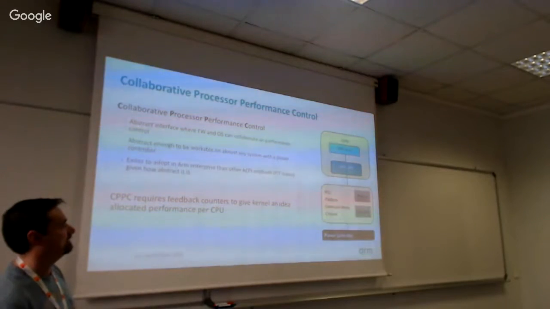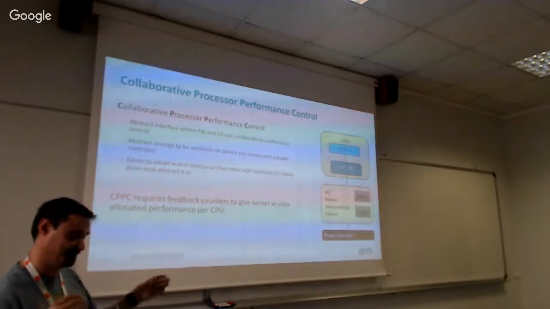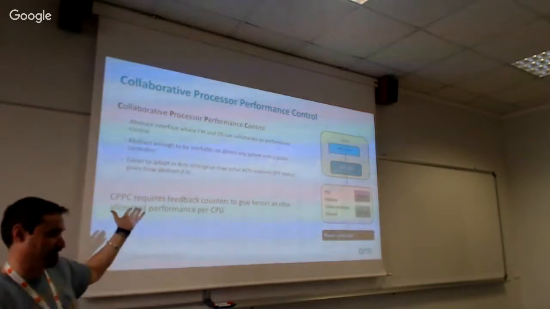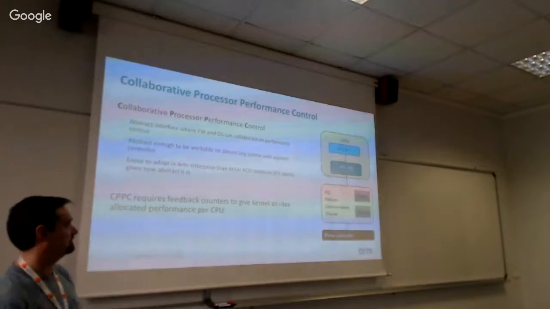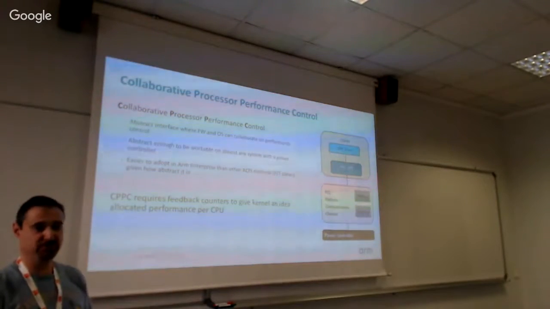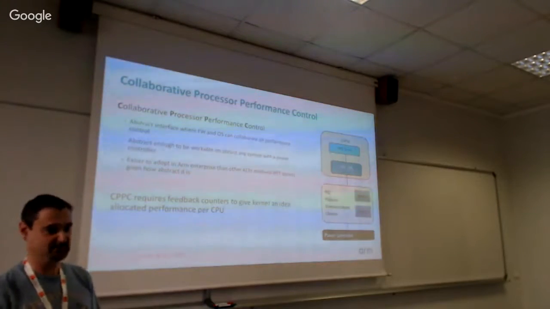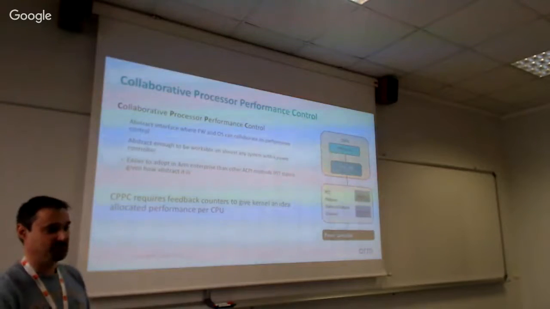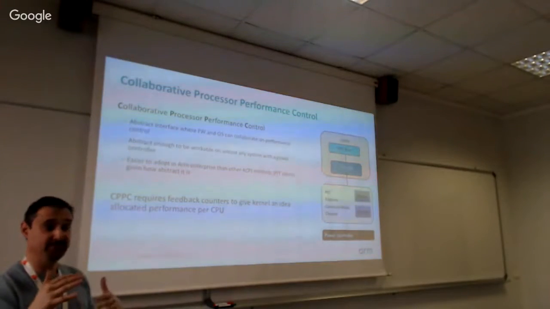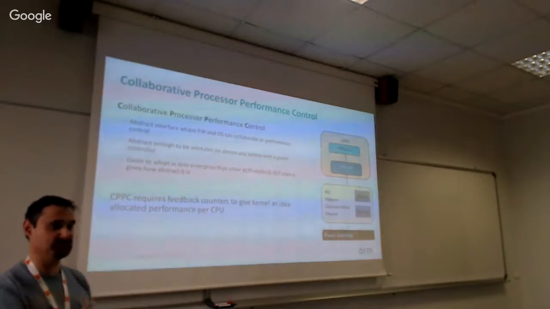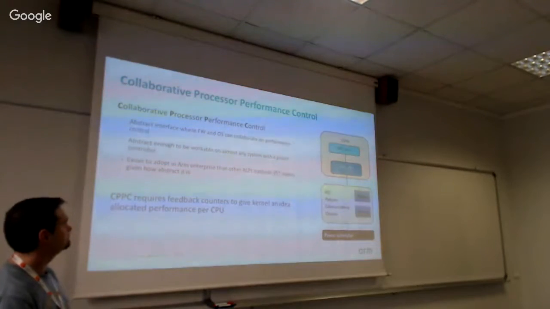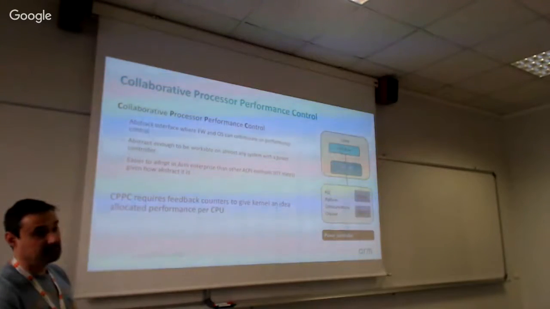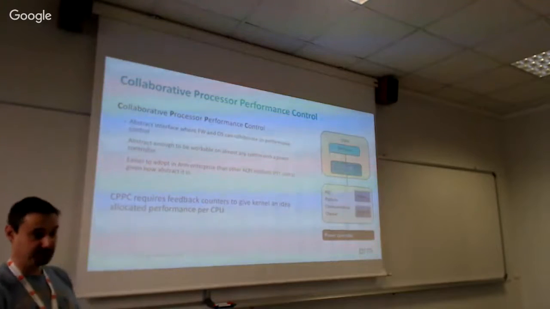But ACPI has a thing called Collaborative Processor Performance Control. It's got this notion of the OS and the firmware collaborating on performance control. But there, the interface is quite abstract, a bit like the utilization interface. It's more on a percentage scale: give me 100%, give me 50%, with some description also of what can be guaranteed, what's sustainable, what's not sustainable, and an interrupt for when sustainability changes.